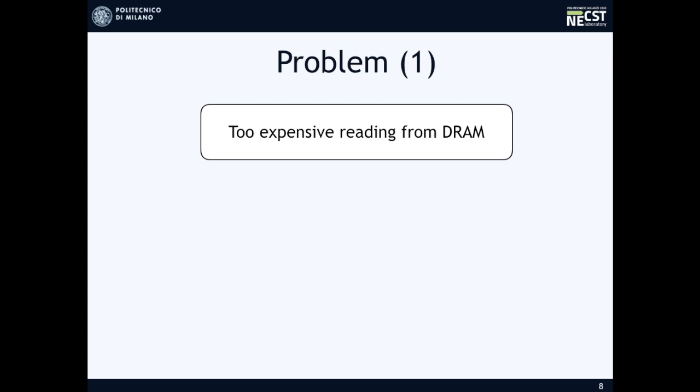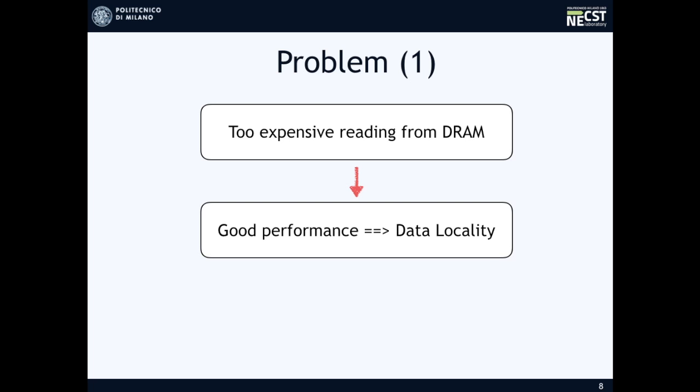Secondly, we found out that it was too expensive to read every variable from DRAM. Furthermore, in order to increase the performance of the code we were writing, we knew we had to have data locality, because only in this way it would be possible to efficiently read from DRAM.